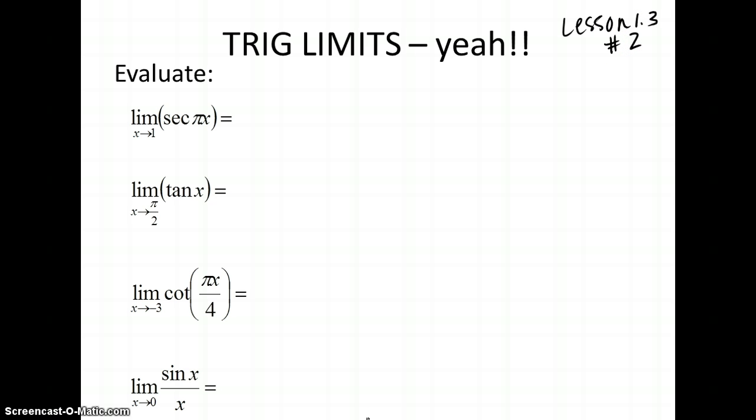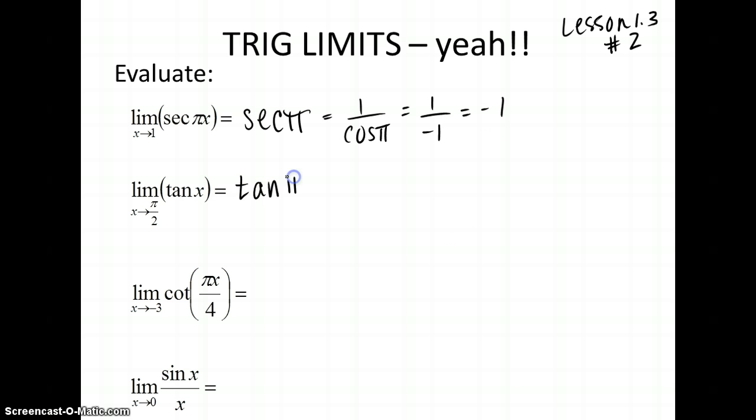Okay, so limits of trig functions. Treat a trig function just like you did all your homework the other night. Start every limit problem with a direct substitution. So substituting 1 for x, I get the secant of pi. Secant is the reciprocal of the cosine function. Cosine of pi is -1, so my limit is -1.